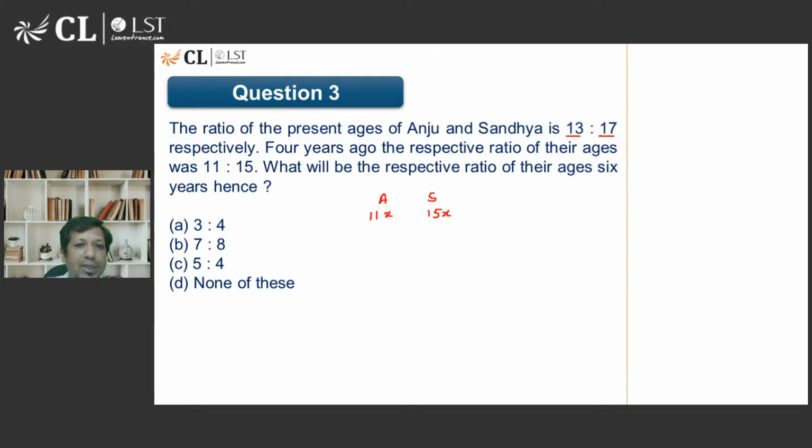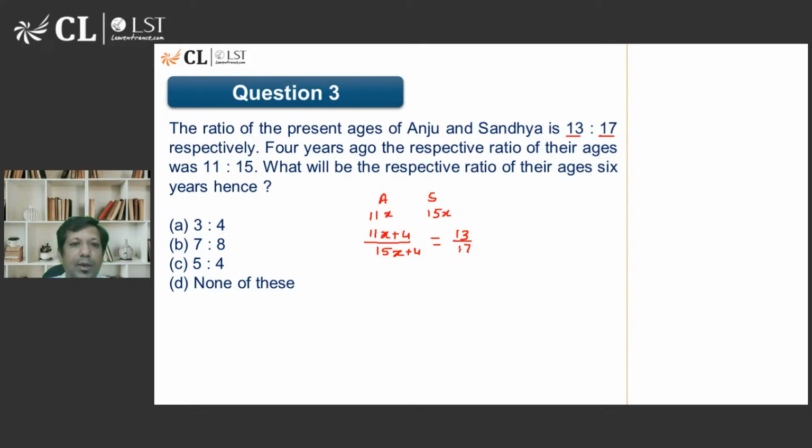So in 4 years, Anju is going to age 4 years. So Anju's current age is going to be 11x plus 4. Sandhya's current age is going to be 15x plus 4. And this should be equal to 13 upon 17. So how can we solve this question? Basically this is something we have.